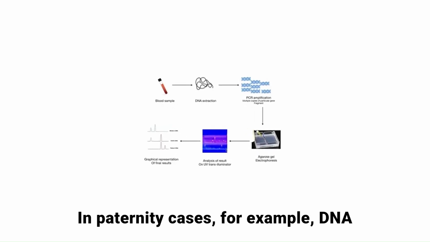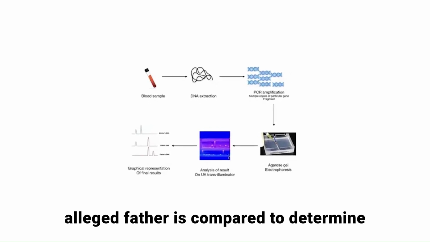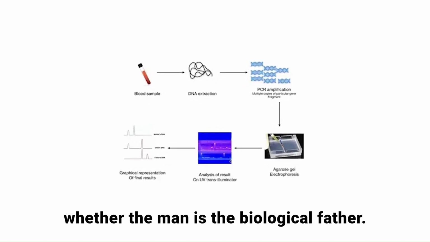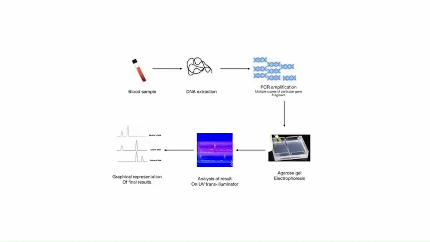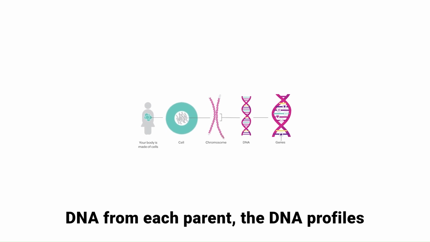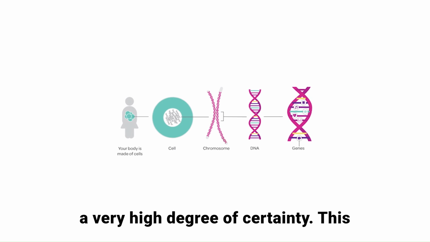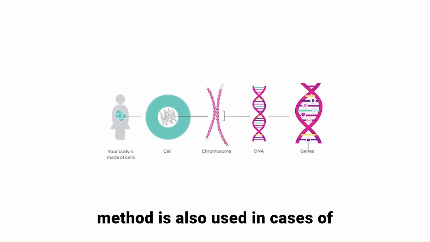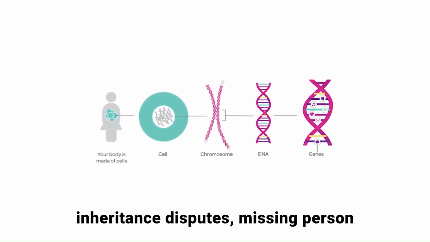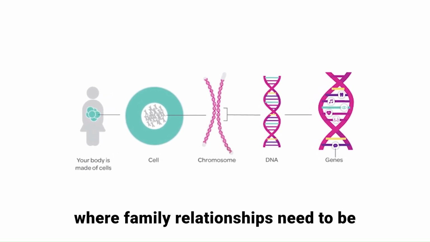Beyond criminal investigations, DNA fingerprinting plays a crucial role in establishing biological relationships. In paternity cases, for example, DNA from the child, the mother, and the alleged father is compared to determine whether the man is the biological father. Because a child inherits half of their DNA from each parent, the DNA profiles can reveal the genetic relationship with a very high degree of certainty. This method is also used in cases of inheritance disputes, missing person identification, and immigration cases where family relationships need to be proven.